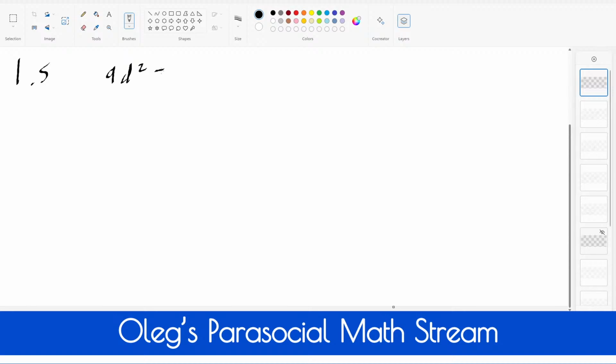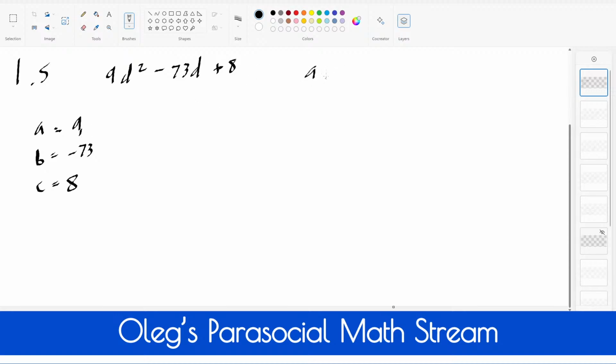9d squared minus 73d plus 8. All right. So what are A, B, C? The coefficients are 9, negative 73, and 8. Oh, that's a simple one. This is a real simple one. Okay.